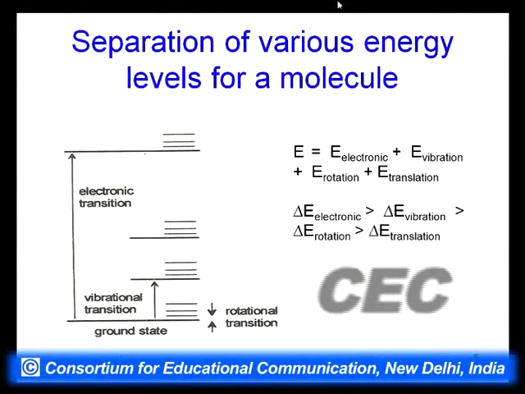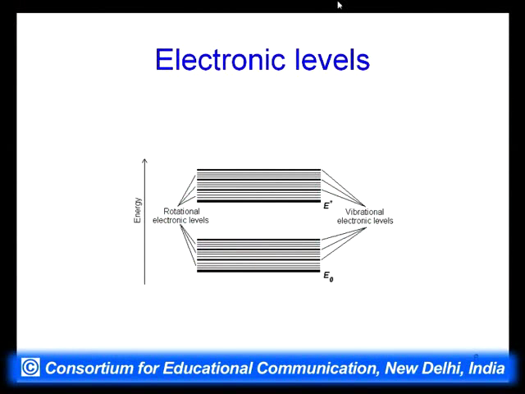And the energy levels are arranged like this: the electronic energy differences are largest, followed by vibration, followed by rotation, and followed by translation. And this is how you can draw an energy level diagram. Suppose E naught is the ground state, and E prime is the excited state. The ground state has its own vibrational energies, which is a fine structure, and every vibrational level has its own rotational levels, which we can call the hyperfine structure. So every electronic energy level has its own set of vibrational energy levels, and every vibrational level has its own set of rotational energy levels.